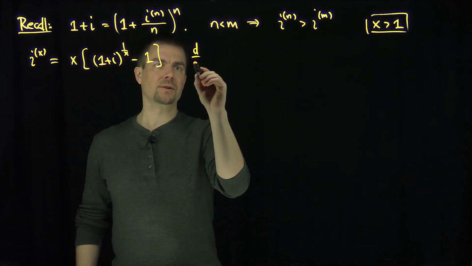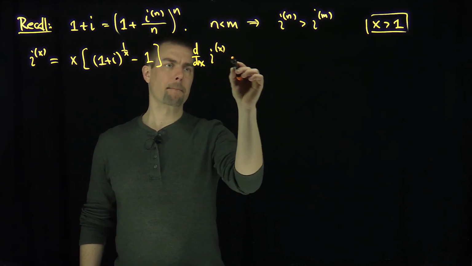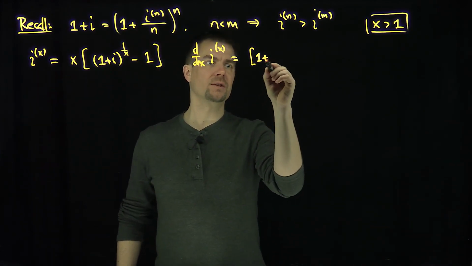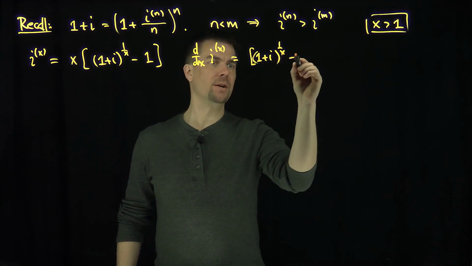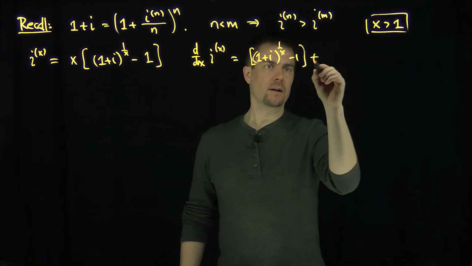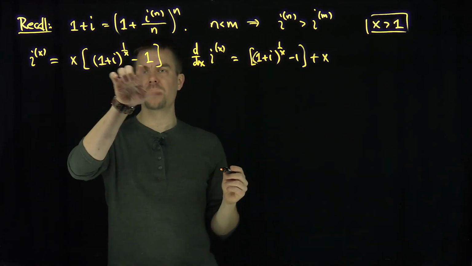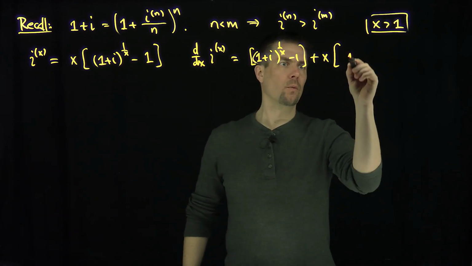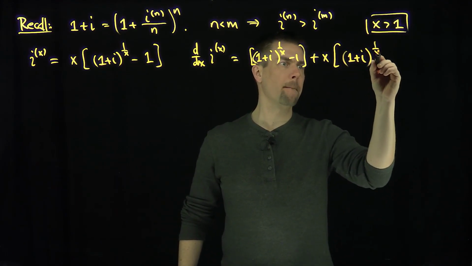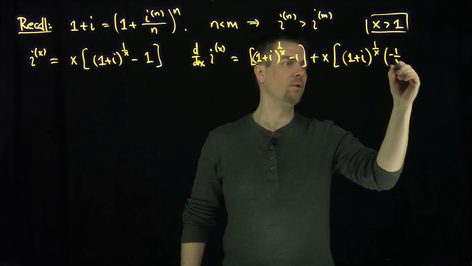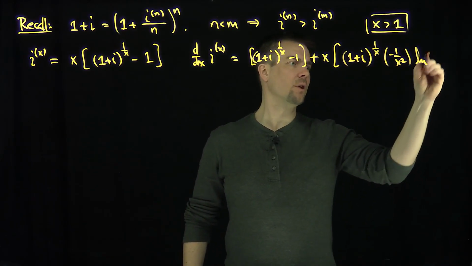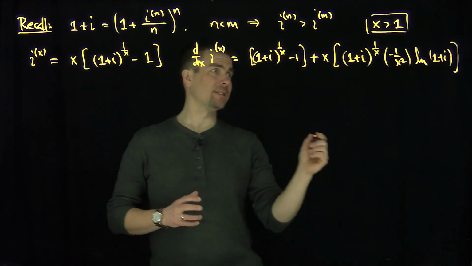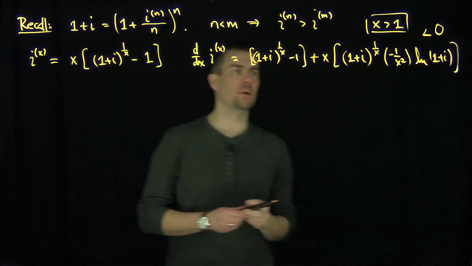So it's the derivative with respect to x of i_x. Well, it's going to be the derivative of the first function, which is just 1, times the second function, 1 plus i to the 1 over x minus 1, plus the first function times the derivative of the second function. The derivative of negative 1 is clearly 0. The derivative of 1 plus i to some function of x is 1 plus i to that same thing, times the derivative of 1 over x, which is negative 1 over x squared, and then times the natural log of 1 plus i. My objective is to show that this whole expression is less than 0.